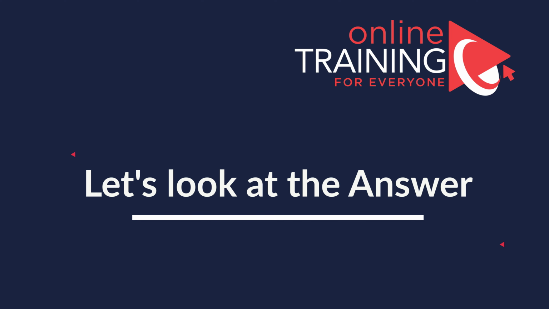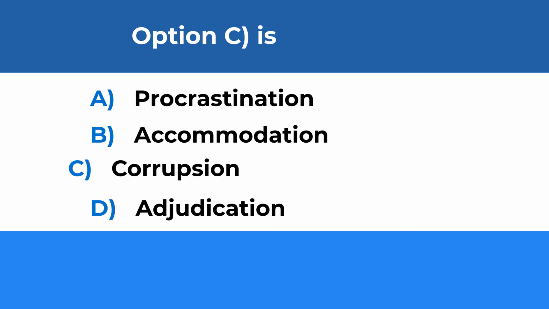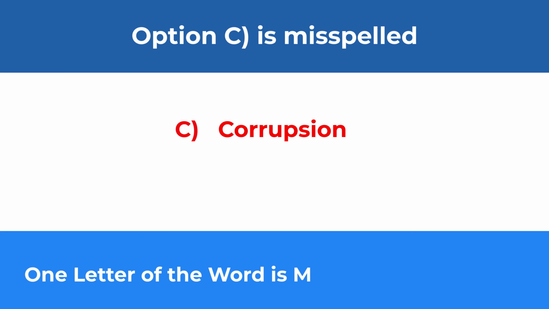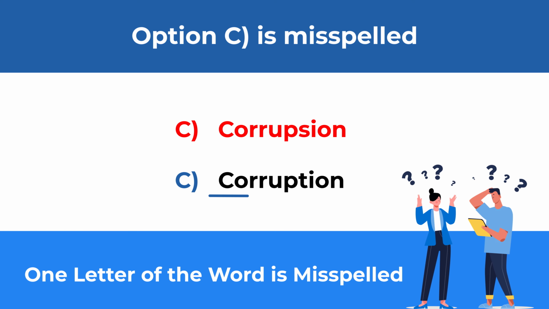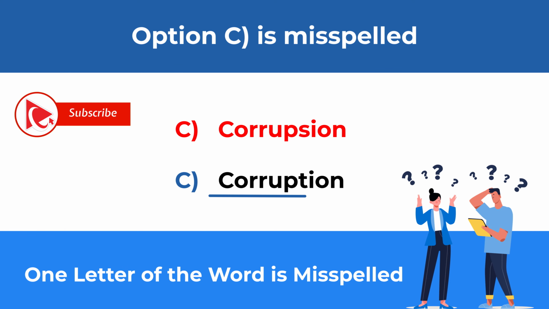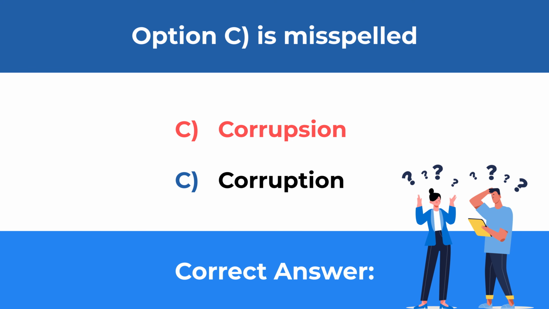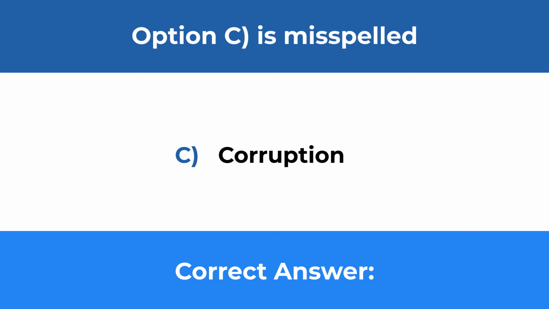If you look closely, you see that the word corruption is misspelled. The correct spelling is C-O-R-R-U-P-T-I-O-N. So the correct choice here is choice C, word corruption.